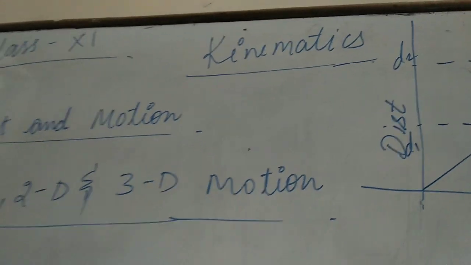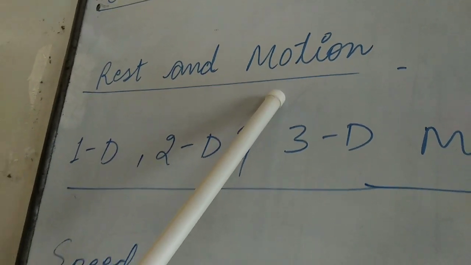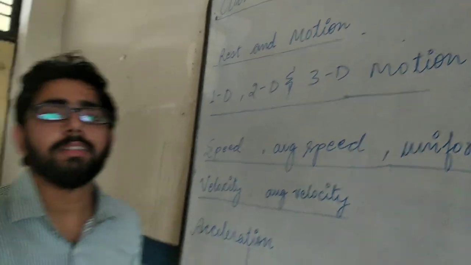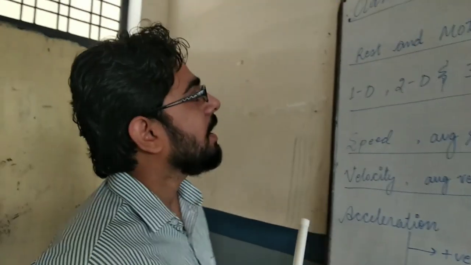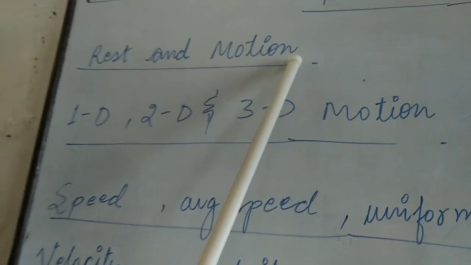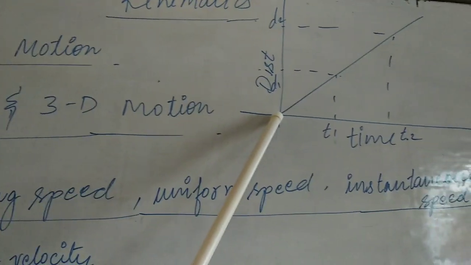Okay, here the first topic is rest and motion. We have come across these terms so many times, we have heard them, but we don't understand them. What are they? If any object changes its position with respect to time, then that object is said to be in motion, meaning a change in distance.